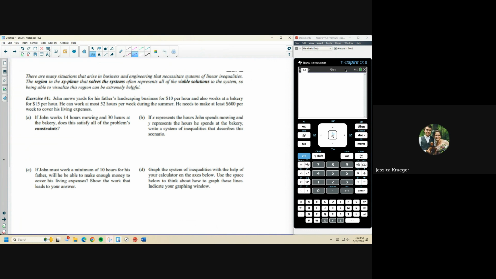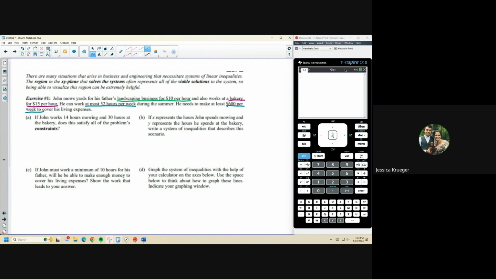Exercise 1 says John mows yards for his father's landscaping business for $10 per hour. If you have 2 different colors, this might be a good time to use that. So we've got the landscaping business is $10 per hour, and he works at a bakery for $15 per hour. He can work at most 52 hours per week. I'm going to use a different color for this. And he needs to make at least $600 per week to cover his living expenses.